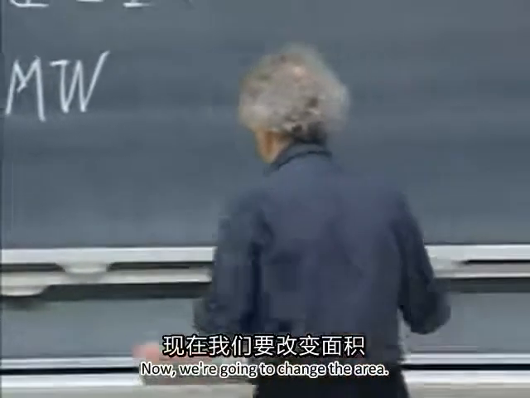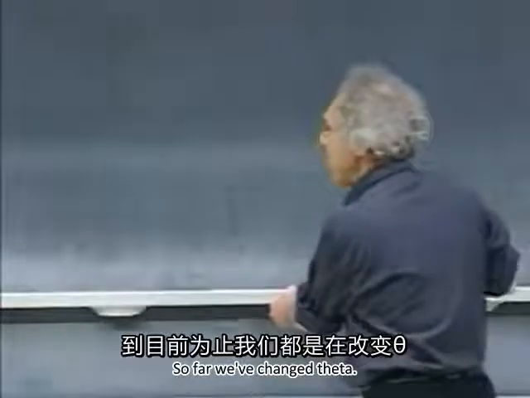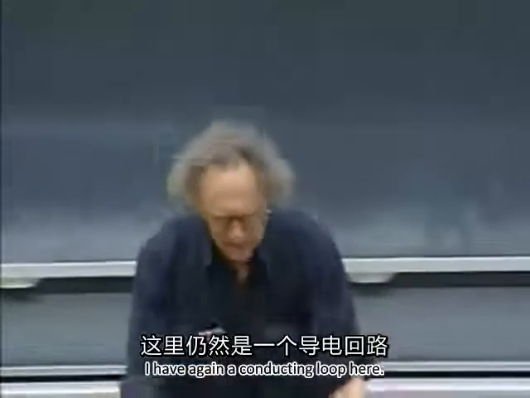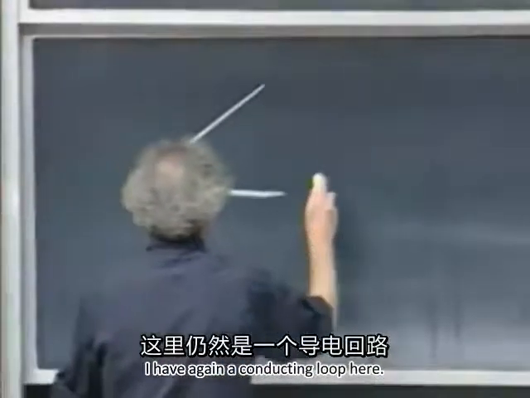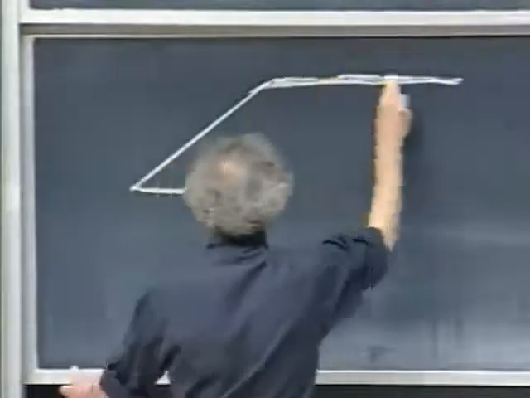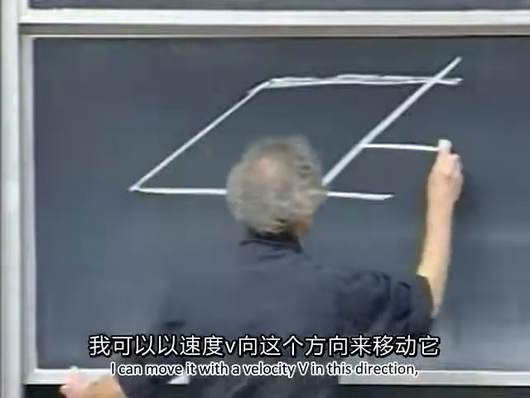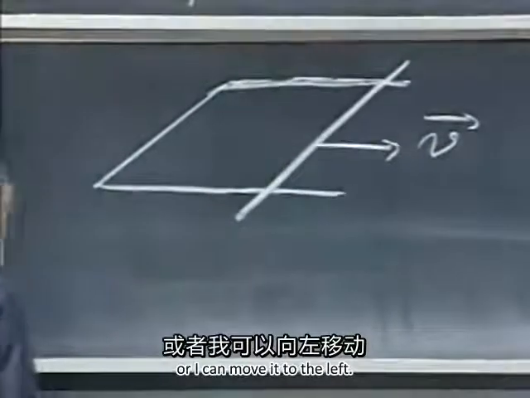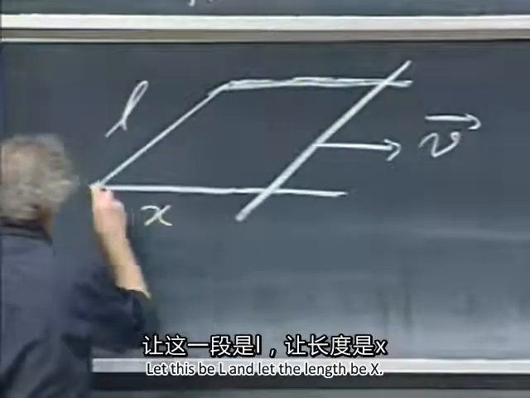Now we're going to change the area. So far we've changed theta. Now we're going to change the area. I have again a conducting loop here. But now I have a crossbar here which I can move. I can move it with a velocity v in this direction, or I can move it to the left. Let this be L, and let the length be x.